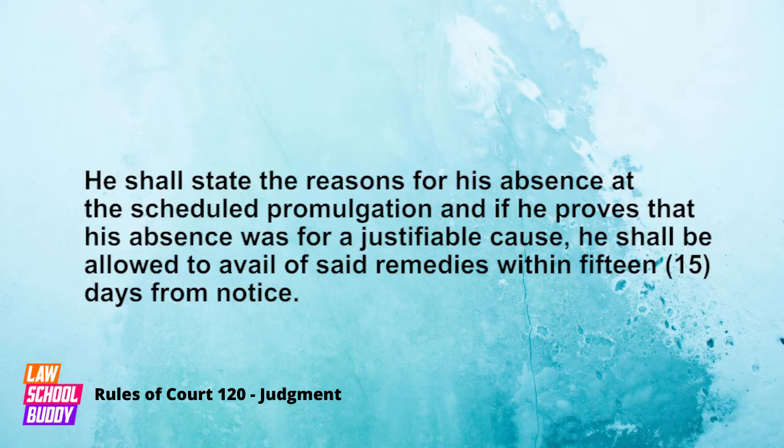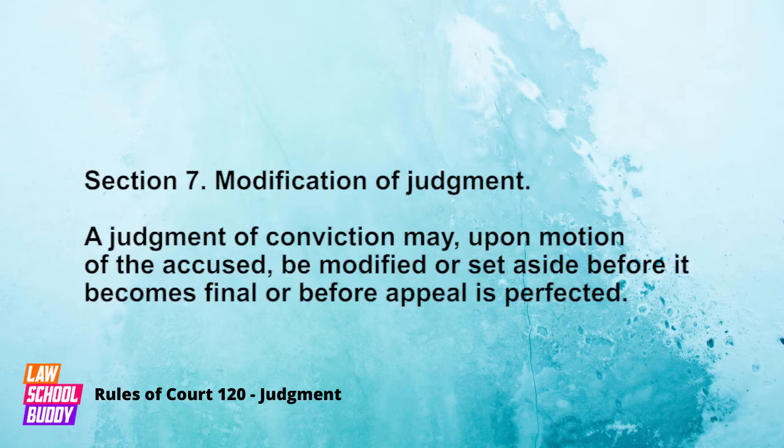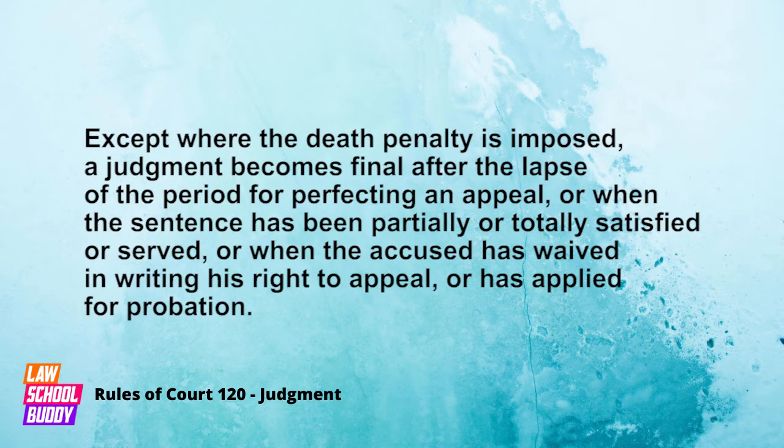He shall state the reasons for his absence at the scheduled promulgation, and if he proves that his absence was for a justifiable cause, he shall be allowed to avail of said remedies within 15 days from notice. Section 7. Modification of judgment. A judgment of conviction may, upon motion of the accused, be modified or set aside before it becomes final, or before appeal is perfected. Except where the death penalty is imposed, a judgment becomes final after the lapse of the period for perfecting an appeal, or when the sentence has been partially or totally satisfied or served, or when the accused has waived in writing his right to appeal, or has applied for probation.